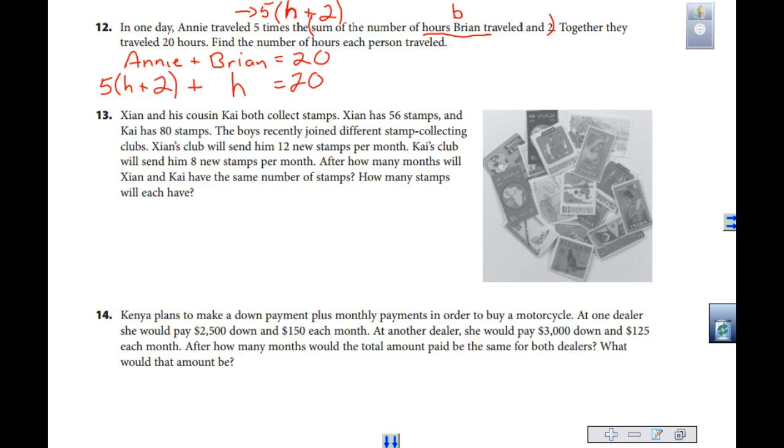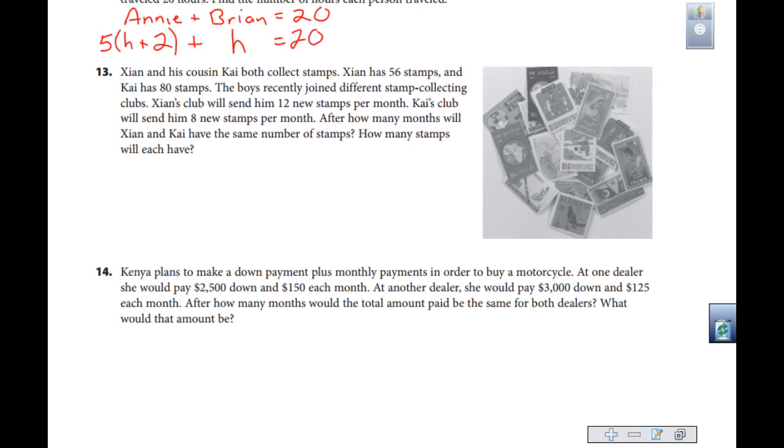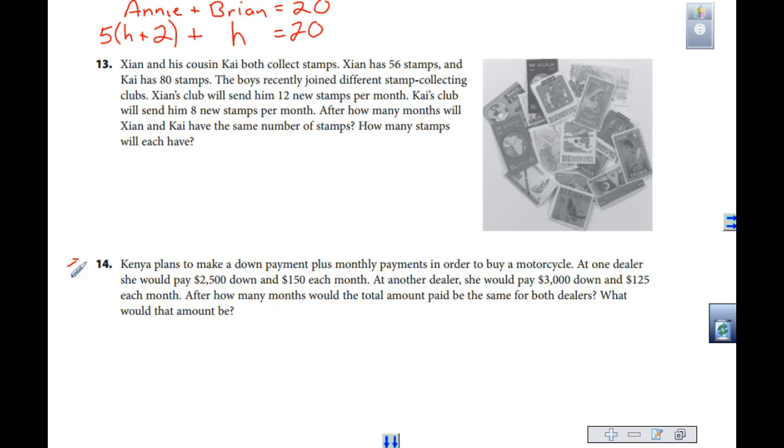1. Going down, here it's going to change just a little bit. You're going to be comparing 2 situations. When you're comparing 2 situations, that's a good hint that you're going to have an equals. You're going to have an expression on the left, an expression on the right, variables on both sides. So here it says, okay, you're going to buy a motorcycle for some reason, I don't know why. But at one dealer, you pay $2,500 down. That's how much cash you have to give them up front, and then how much you have to give them per month.